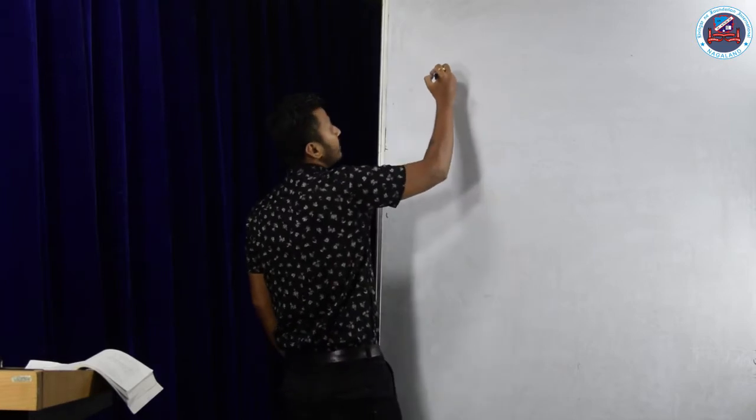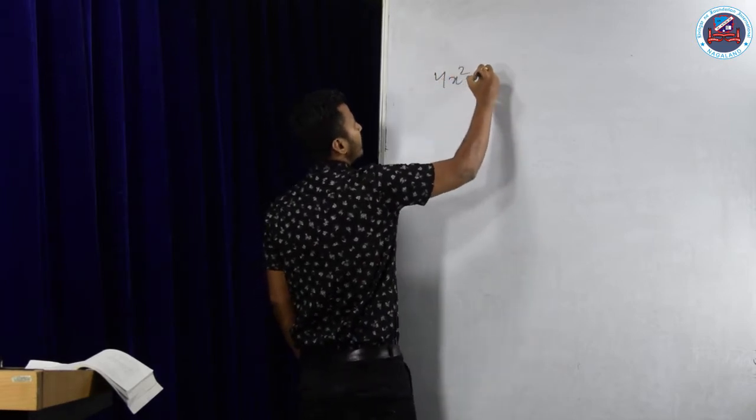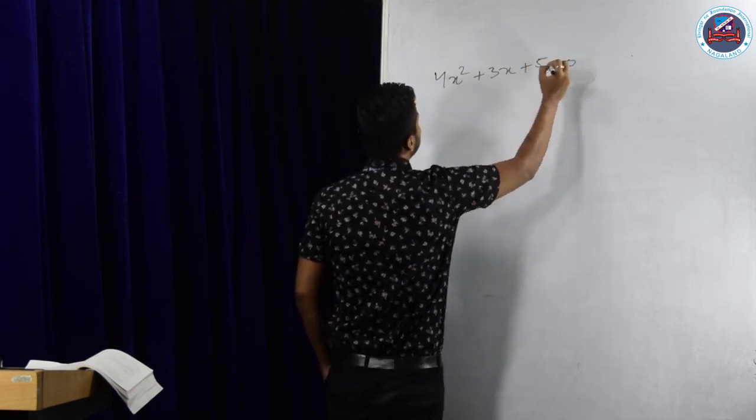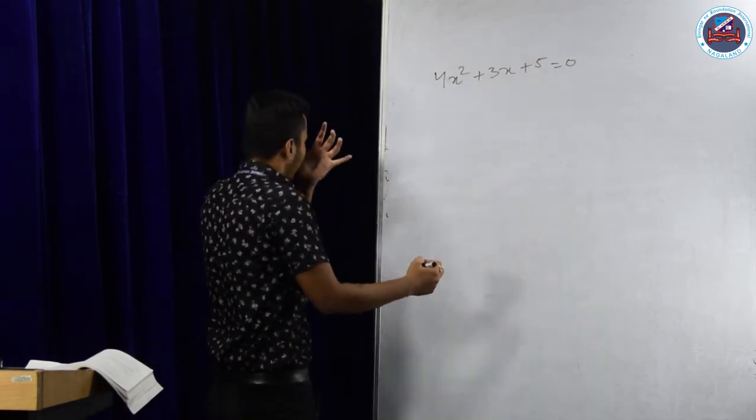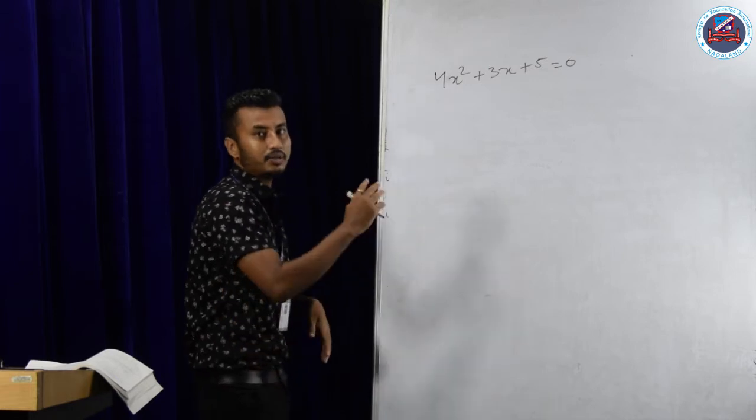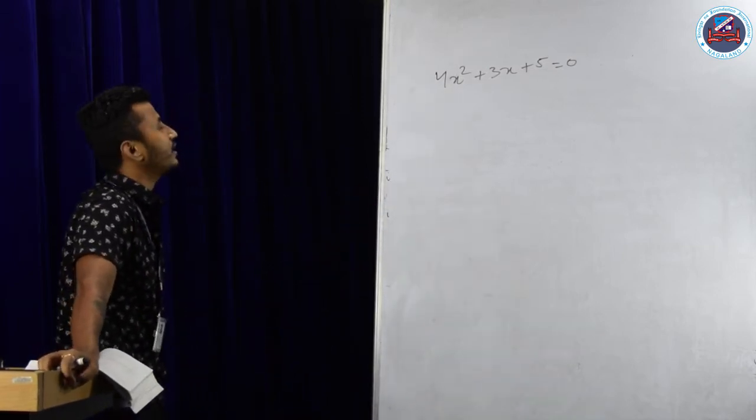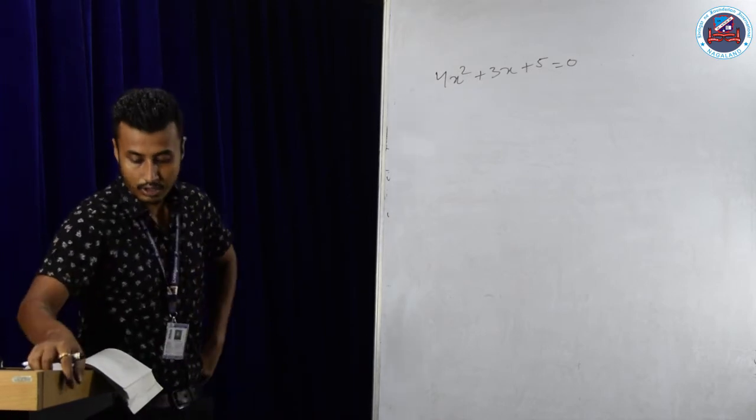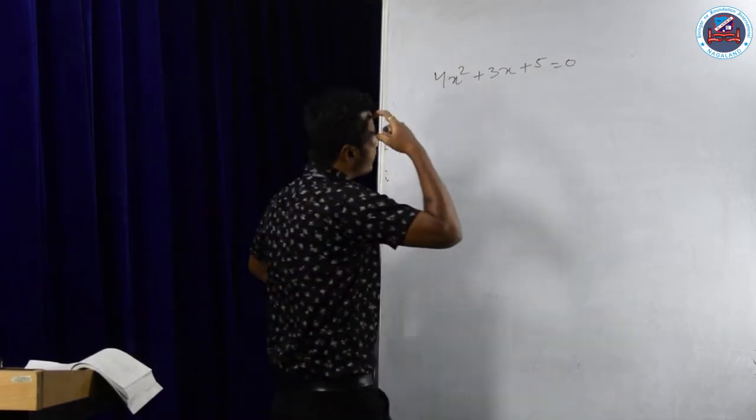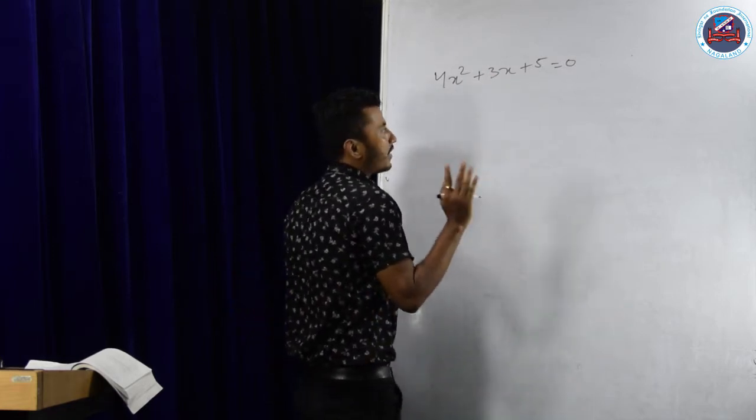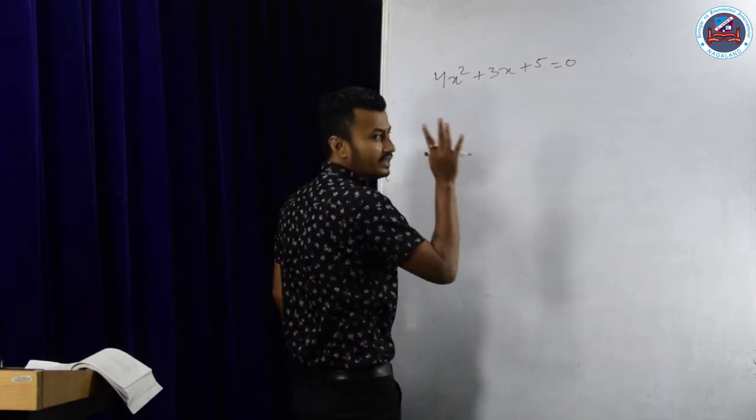What is given in the question? 4x square plus 3x plus 5 equals to 0. Guys, you have to find the roots here. Now, in this question, how many roots will be possible? There will be 2 roots possible since it is a quadratic equation. Now, how to proceed? If it was middle term factorization, I would have directly multiplied A and C. But this is not middle term factorization. This is method of completing the squares.